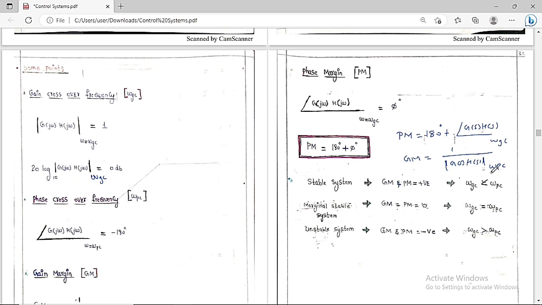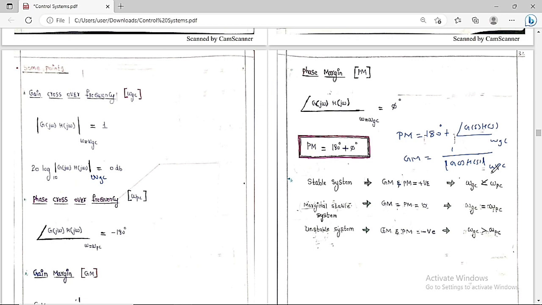So finally I can say gain crossover frequency means it is a frequency at which the magnitude of the open loop transfer function is equal to 1. And phase crossover frequency is a frequency at which the phase angle of the open loop transfer function is equal to minus 180 degree. And the gain margin is equal to 1 by magnitude of the open loop transfer function at phase crossover frequency, whereas the phase margin is equal to 180 degree plus the phase angle of the open loop transfer function at gain crossover frequency.